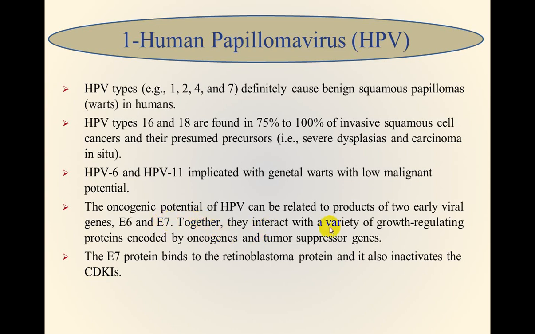They interact with a variety of growth-regulating proteins encoded by the oncogenes and the tumor suppressor genes. For example, the E7 protein binds to the retinoblastoma protein. It binds with the retinoblastoma gene, so what will it do? It will cause inactivation. What does the retinoblastoma actually do, if you remember? It acts as a brake.